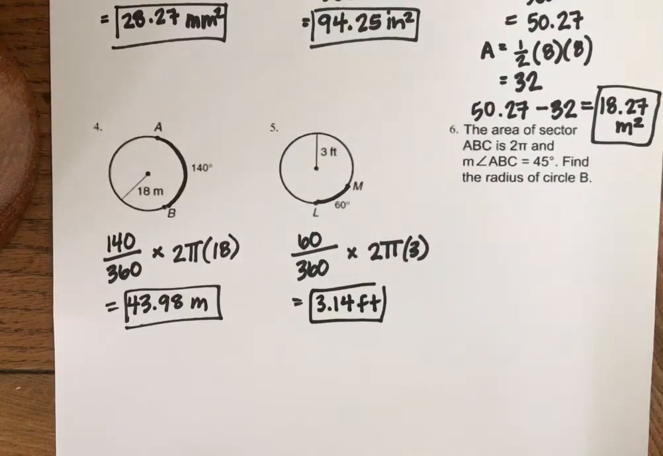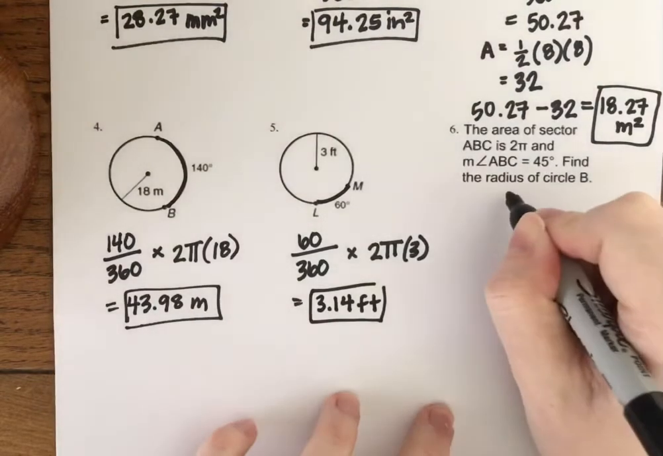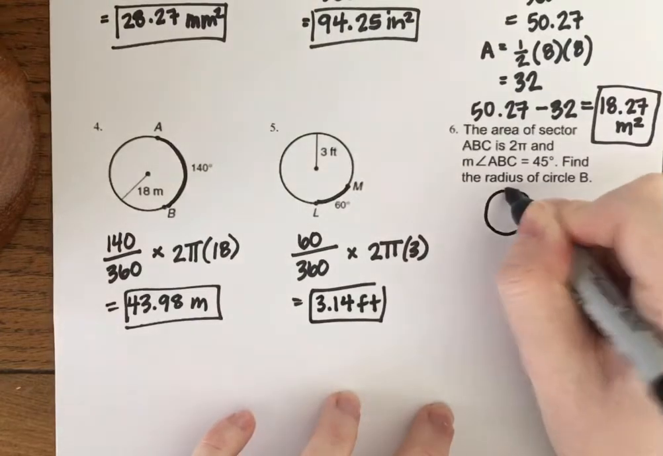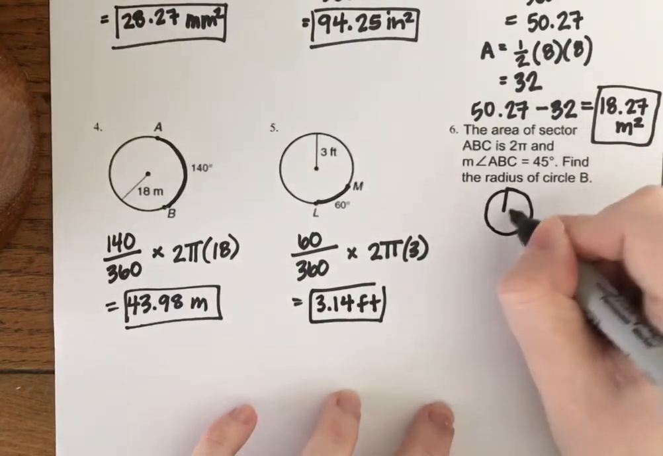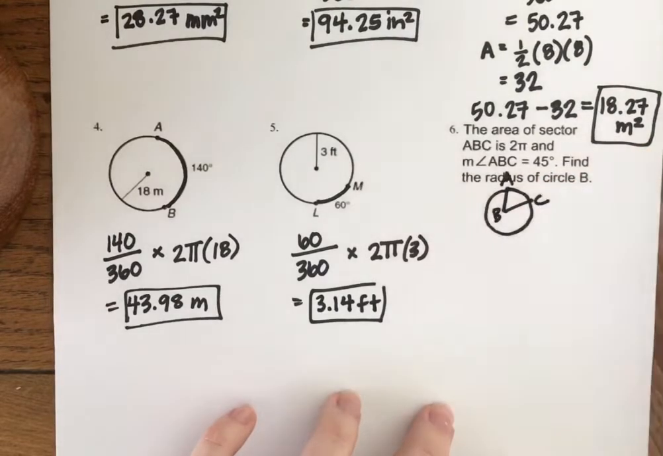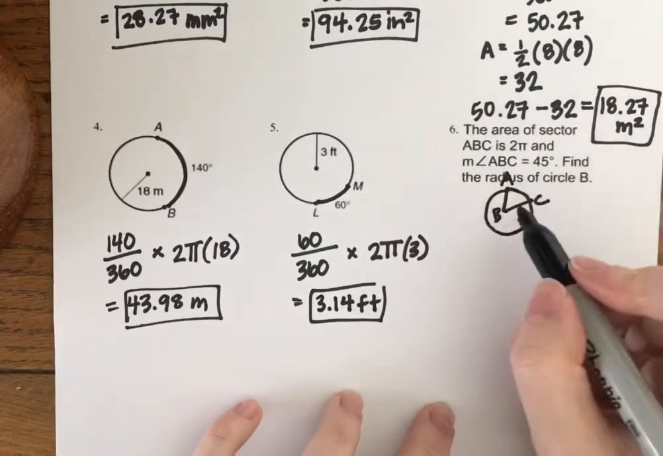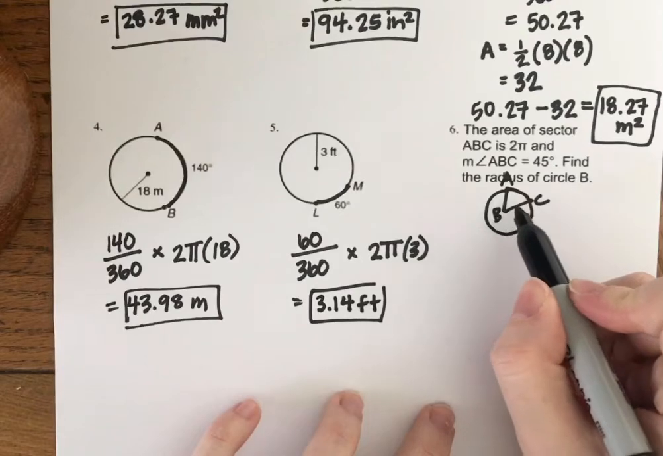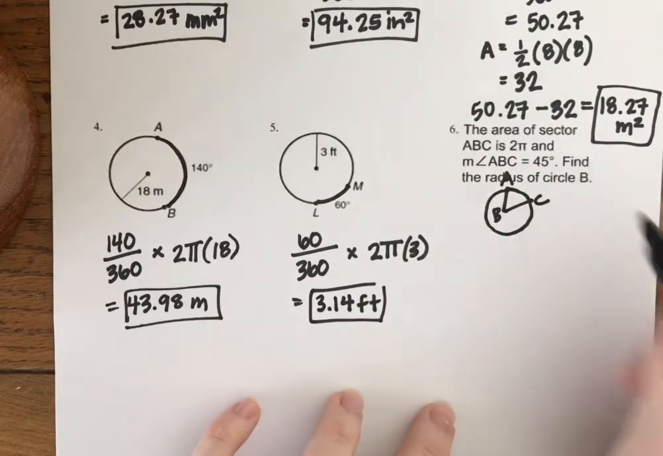Now the last one, we are going to be working backwards here. It says the area of sector ABC is 2 pi, and the measure of angle ABC is 45. If you really wanted to draw a little picture, you could. Let's say this is A, B, C. The area of that is 2 pi, and the middle angle right here is 45. And we're going to find out what the radius is.